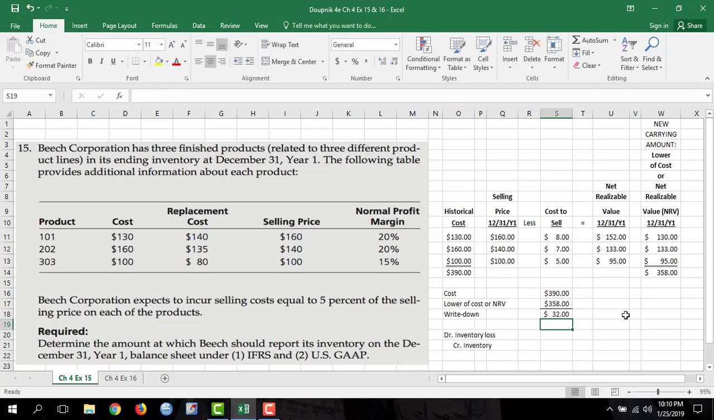So the amount of the write-down will be $32. The journal entry will involve a debit to inventory loss in the amount of $32 and a credit to inventory in the amount of $32.